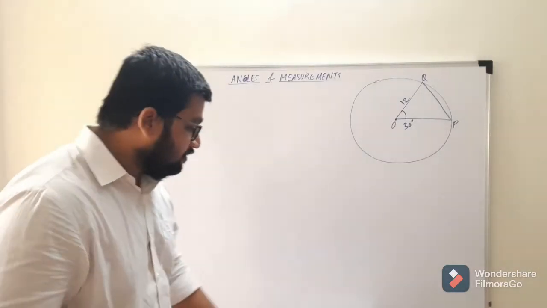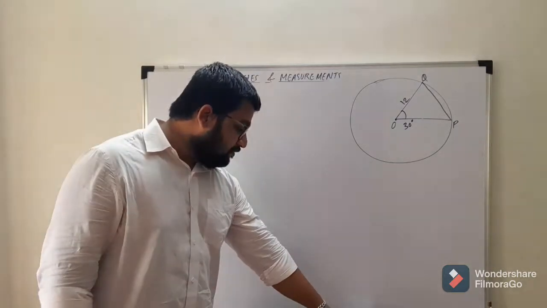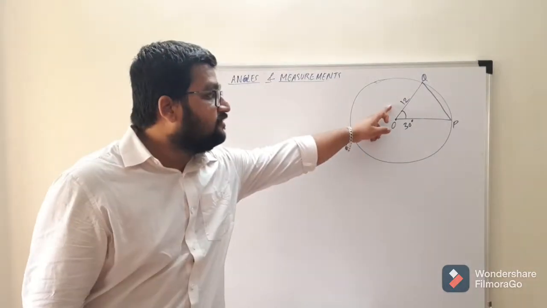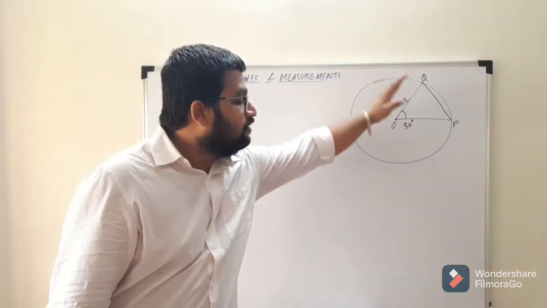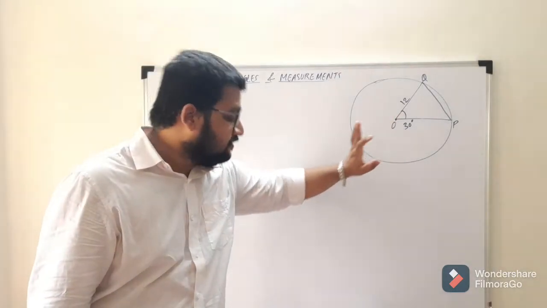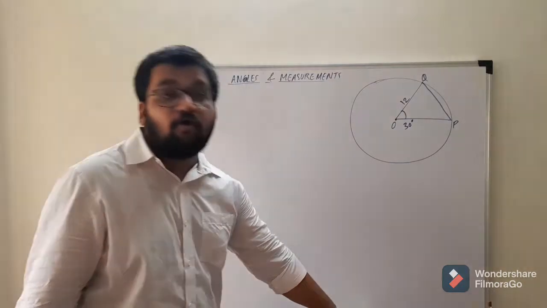Okay. So the problem is, in a circle of radius 12 centimeters, arc PQ subtends an angle of 30 degrees. Okay, this is a circle of 12 centimeter where arc PQ is having an angle of 30 degrees. Okay, so this is 30 we have considered. What we have to do? Find area between arc PQ and chord PQ.